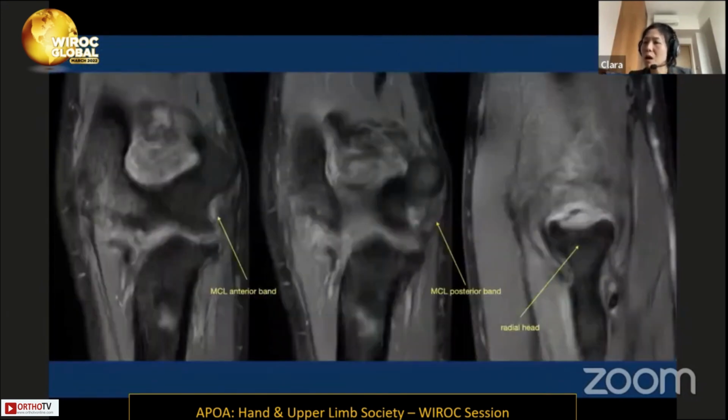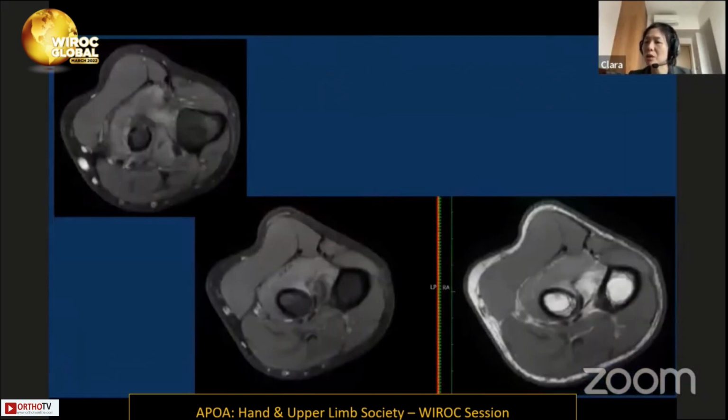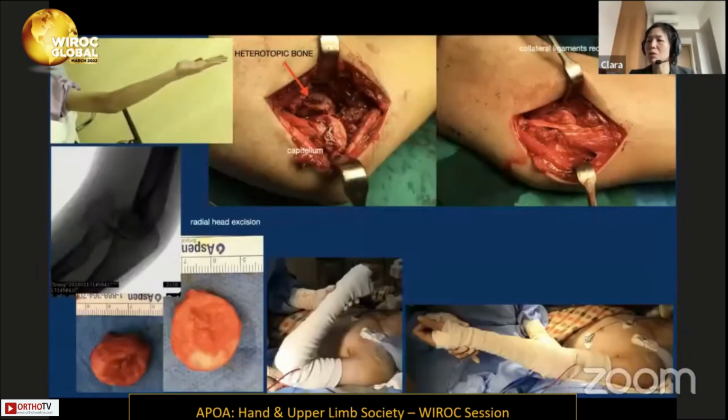Moreover, the MRI is helpful to let us know that the medial collateral ligament, both the anterior and posterior bundle, was badly torn with fibrosis, and the radial head cartilage was damaged with a distorted shape of the articular surface. The interosseous membrane also had fibrotic changes with heterotopic bone. So the radius would be very difficult to reduce into its original place.